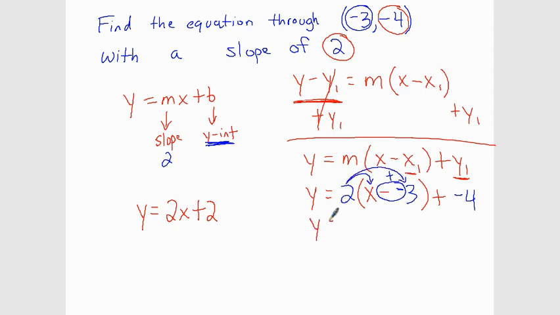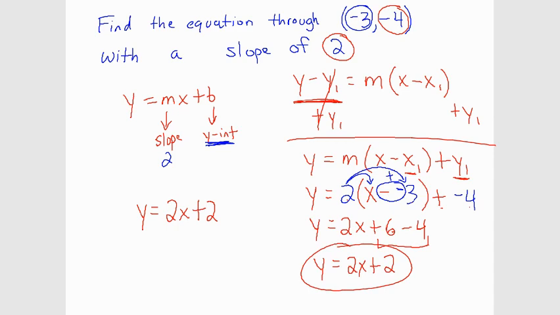I get y equals 2x plus, because we got the plus there, 2 times 3 is 6, and then plus a -4, so that'd be -4. And then we can just simplify these, and we get y equals 2x, 6 minus 4 is 2, and lo and behold, we get the same thing we did before. So that's one type of criteria.